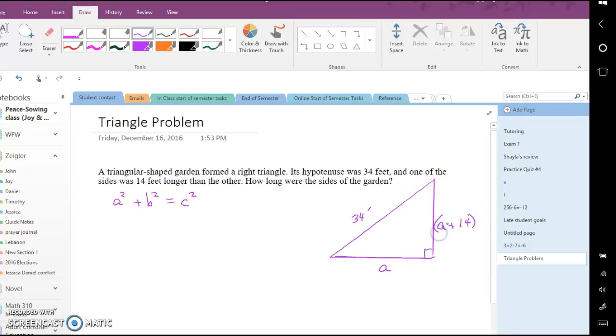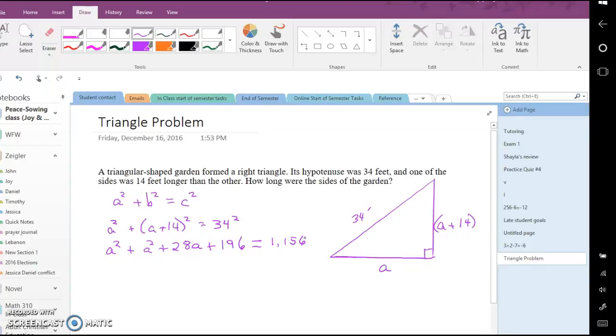All right, so we're going to take one leg, which is A, and square it, plus the other leg, which is A plus 14, and square it, and that will give us C squared, which is 34 squared. Now we're going to use our tools to multiply out the A plus 14 squared. We get A squared plus 28A plus 196 equals 34 squared, which is 1156.